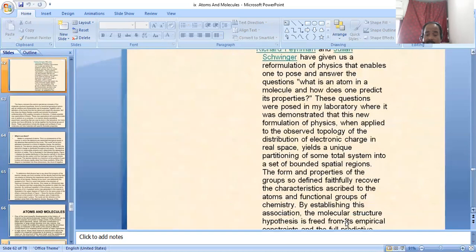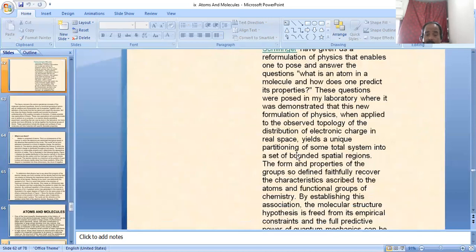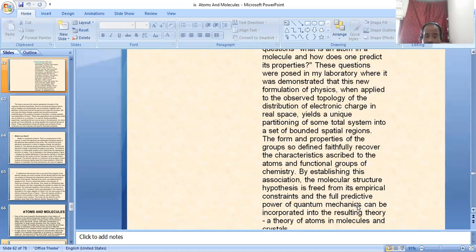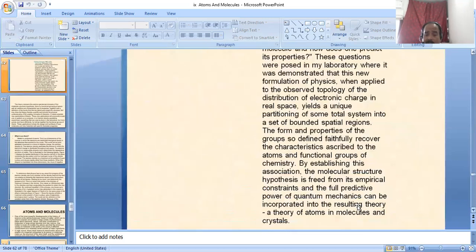So by establishing this association between the forms and properties of the groups, the molecular structure hypothesis is freed from the empirical constraint, and the full predictive power of quantum mechanics can be incorporated into the resulting theory, a theory of atoms, molecules and crystals.